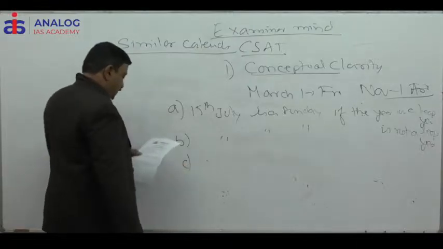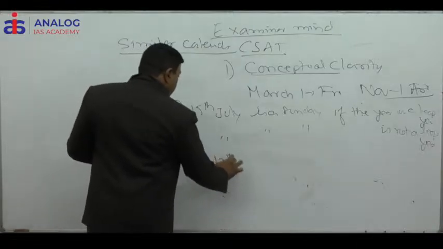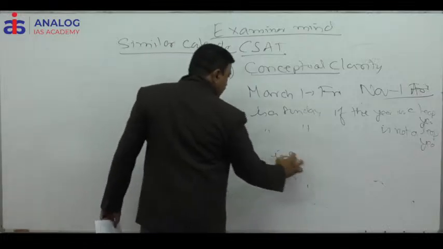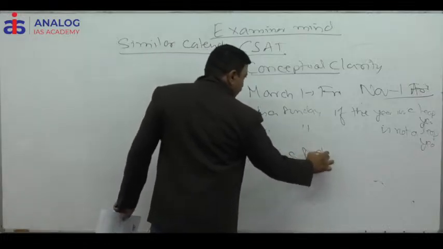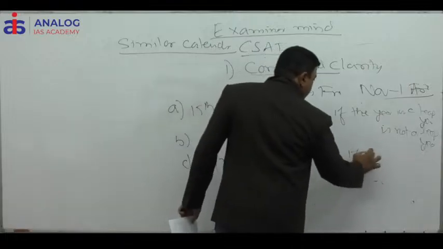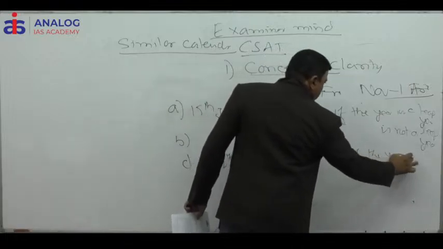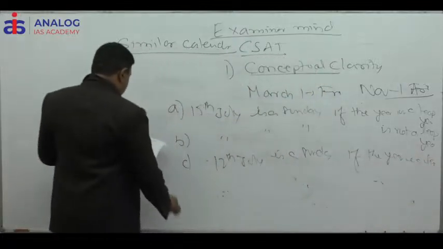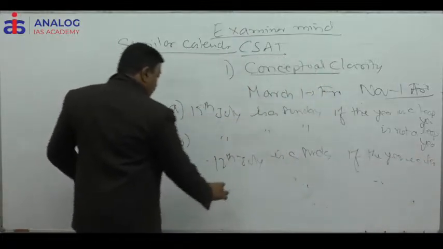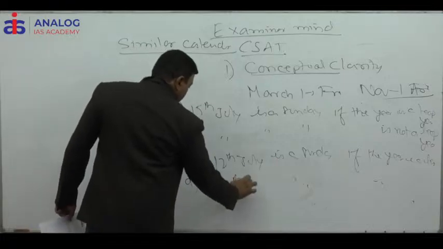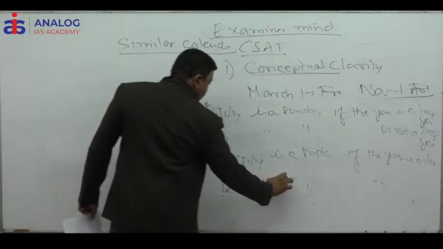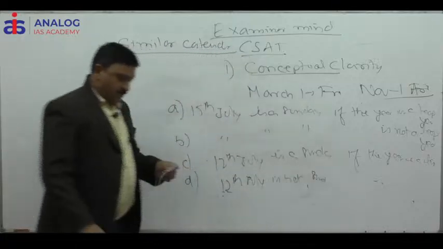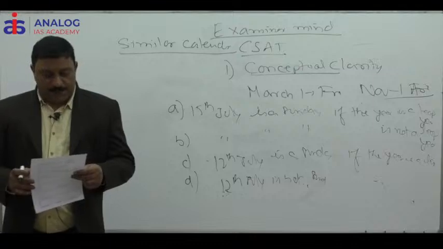C, 12th July is a Sunday if the year is a leap year. D, 12th July is not a Sunday if the year is a leap year.